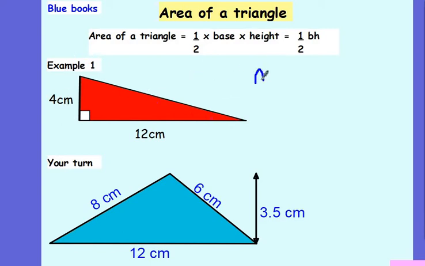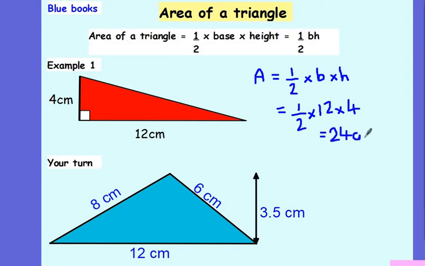To find the area of this red triangle, I need to do half times base times height. This time my base is 12. My height is 4. 12 times 4 gives me 48, times a half gives me 24 centimetres squared. Hopefully this is all revision from Year 7. Over to you, Year 8.